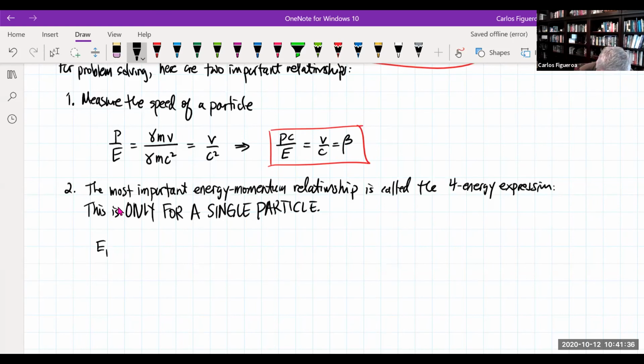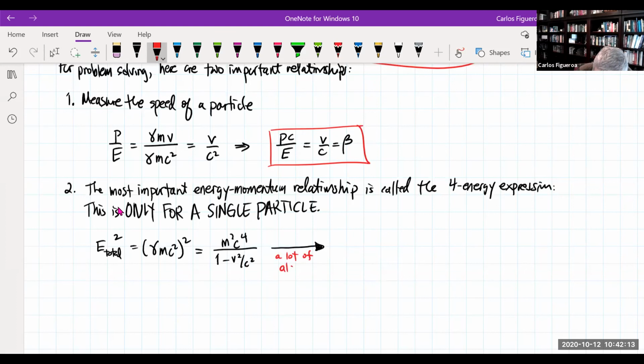So you take E total and you square it. And when you do that, you're going to square gamma mc squared, squared. And what you're going to find here is that this relationship in the end reads like this. It's going to read 1 minus v squared over c squared divided into m squared c to the fourth. And then you get a lot of algebra right here. A lot of algebra. And after a lot of algebra, you get this beautiful relationship. And it reads E squared is going to equal (pc) squared plus (mc squared) squared.